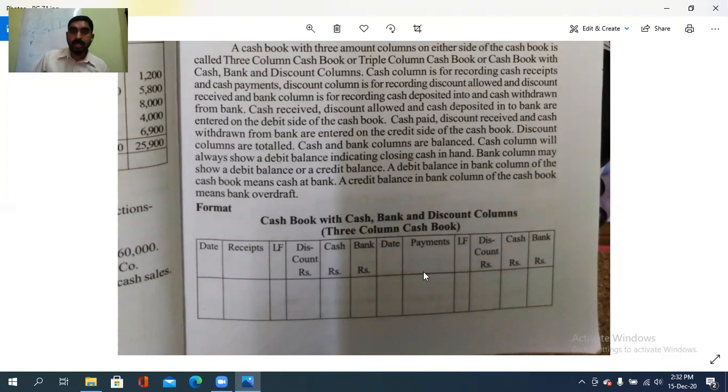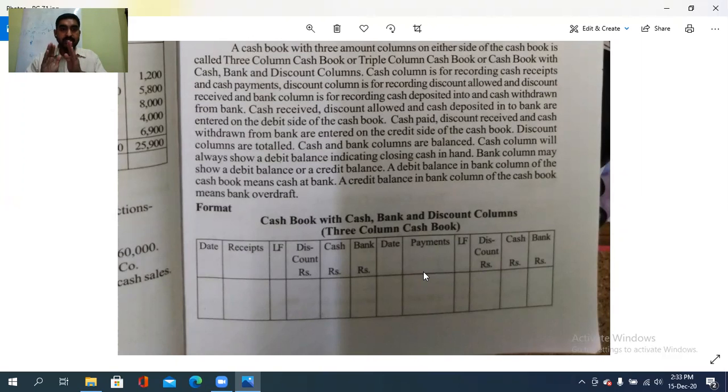Cash received, discount allowed and cash deposited to bank are entered on the debit side of the cash book, while cash paid, discount received and cash withdrawn from bank are entered on the credit side of the cash book. Discount columns are totaled, cash and bank columns are balanced, and the cash column will always show a debit balance indicating closing cash in hand, while the bank column may show a debit balance or a credit balance. A debit balance in the bank column of the cash book means cash at bank, and a credit balance in the bank column means the opposite of cash at bank, that is overdraft facility. So this is what needs to be remembered. That is all there is to it.